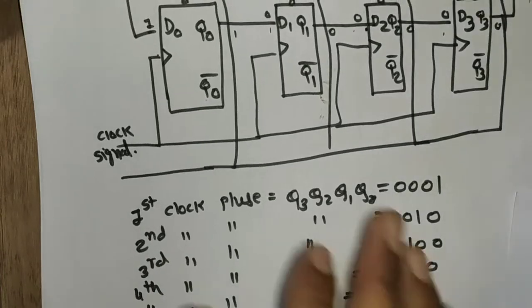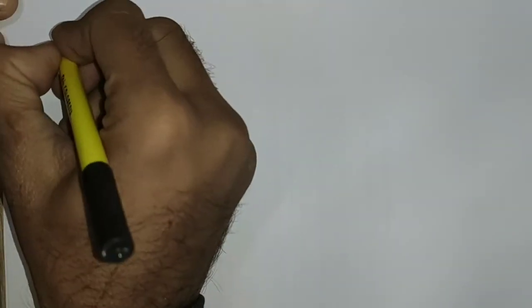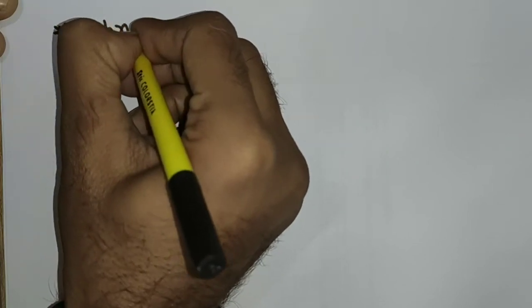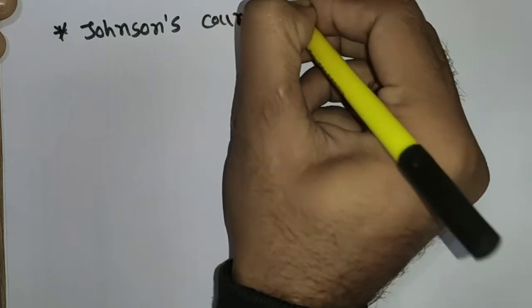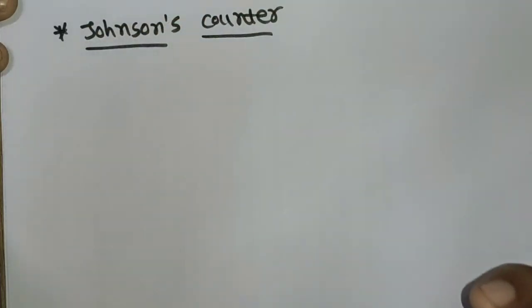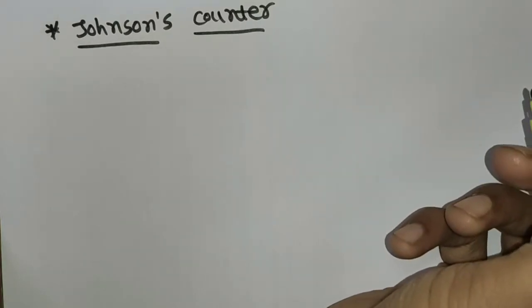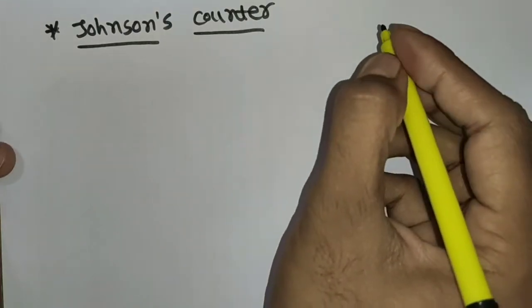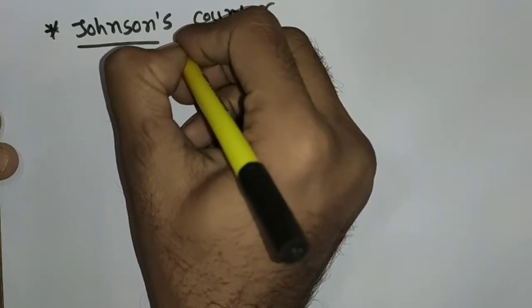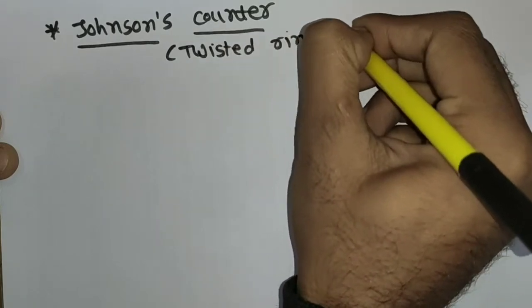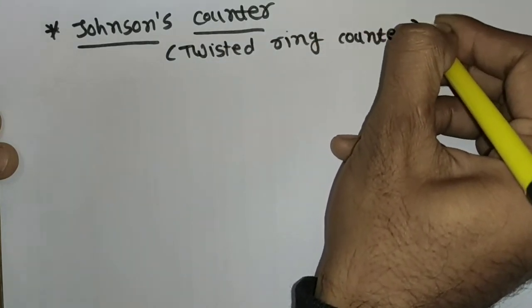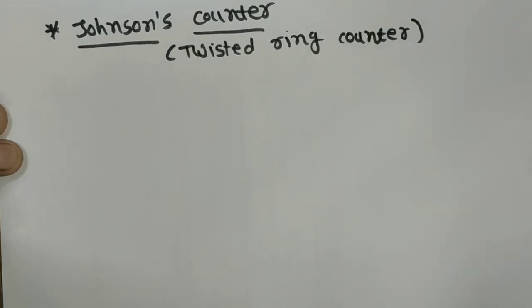So now we can design the Johnson counter, otherwise called the twisted ring counter. The second application of the shift registers: Johnson counter. Otherwise it is also known as a twisted ring counter. Johnson counter or a twisted ring counter.